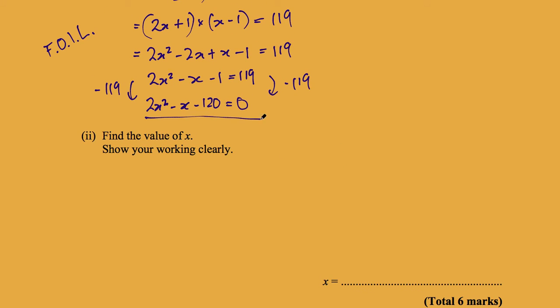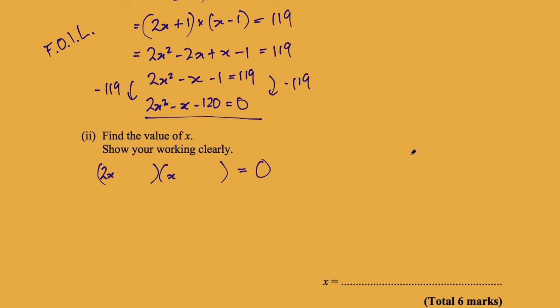And that's my answer. Find the value of x, show your working clearly. This one, I'm hoping to be able to factorize this. So I've got 2x squared minus x minus 120. That means my brackets must start with 2x and an x. And 120, a bit of trial and error here. Or using a formal method, which I might need to do. In this case, it's probably not that complicated.